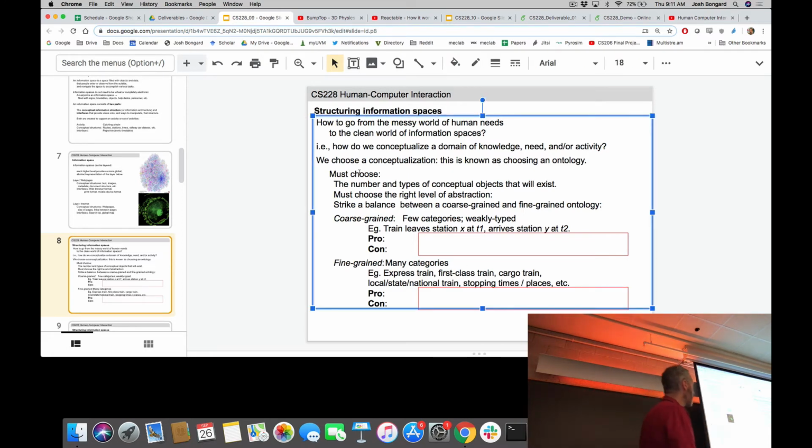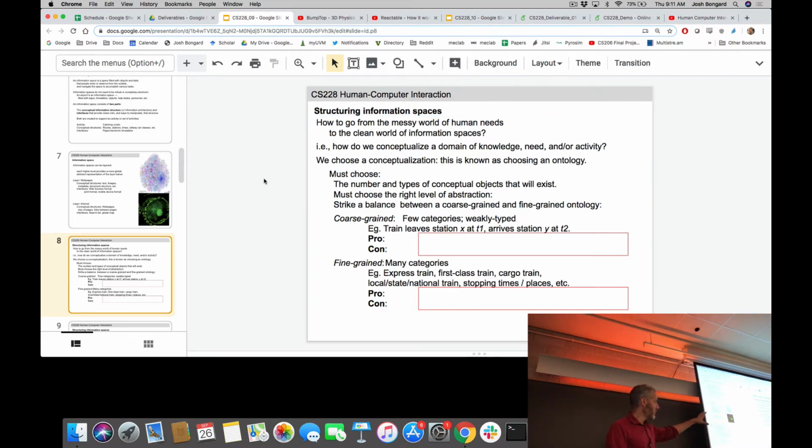During that process, we're making decisions about the number and types of conceptual objects that will exist. If you look at all the GUIs that exist today, they differ from one another, but they all share the same ontology. Most of them have two main objects, files and folders, right? You could include the desktop itself as the third object.